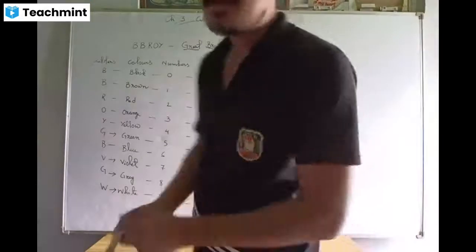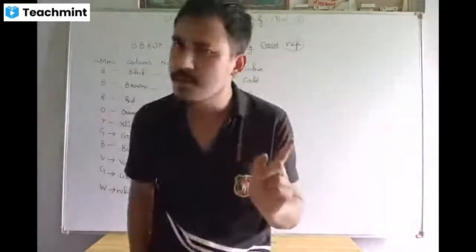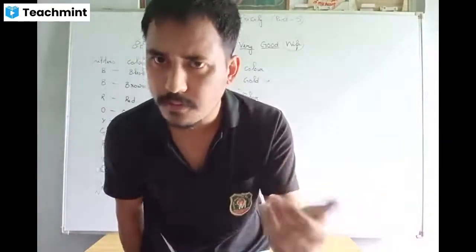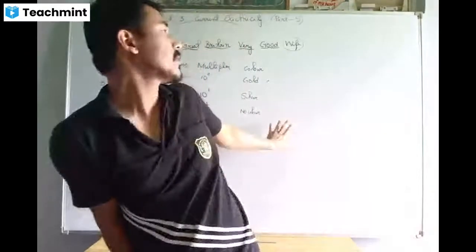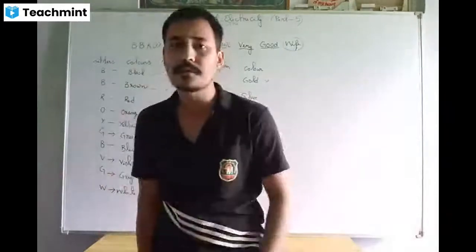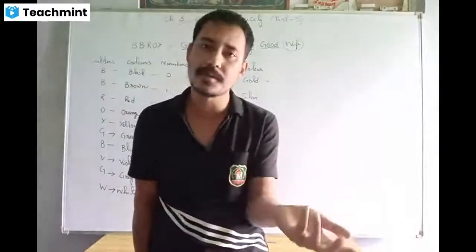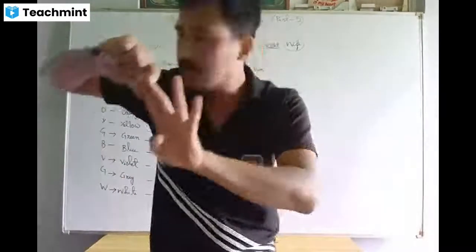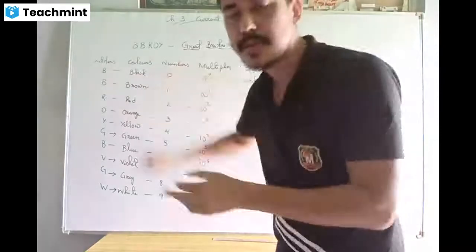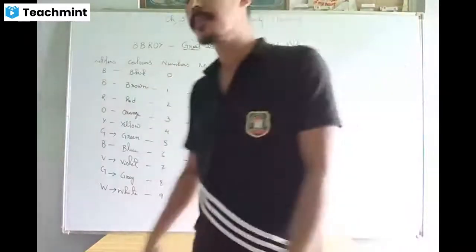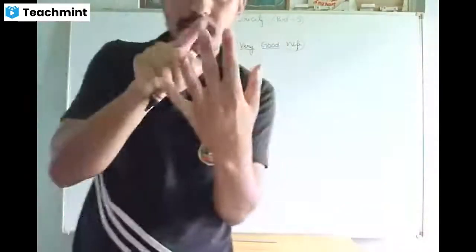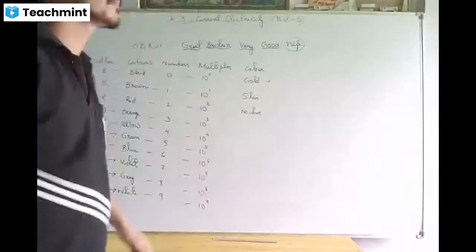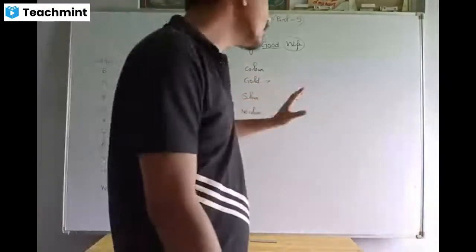In a carbon resistor, how many colored bands do we have? I told you before writing these letters and colors, four colored bands. The first two colored bands give you the numbers, meaning the magnitude of the resistance. The third colored band gives you the multiplier, meaning the order of the magnitude. And the fourth colored band gives you the tolerance.